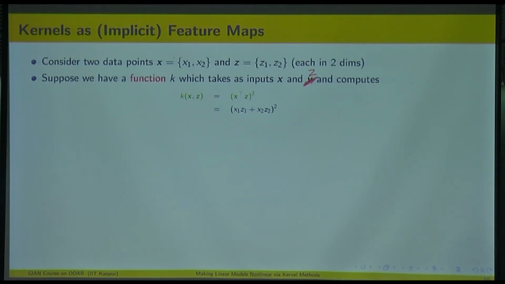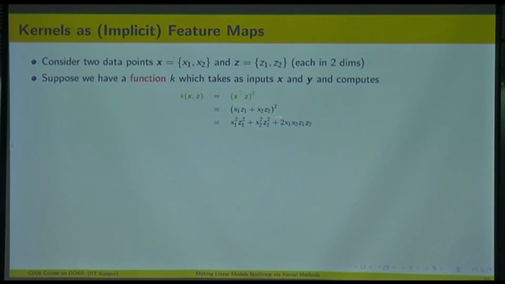What is x transpose z intuitively? It's the similarity between x and z, Euclidean similarity, right? And squared is just another operation on top of x transpose z. Now, x transpose z can be written as x1 z1 plus x2 z2, and then squared. If I keep on expanding this, it can be expanded to this, right?